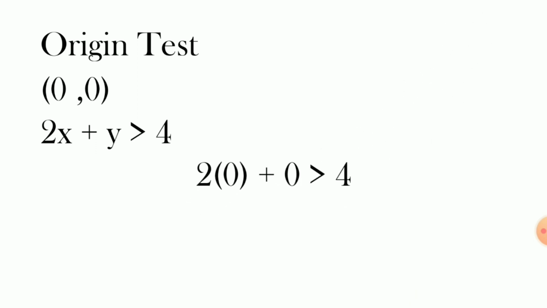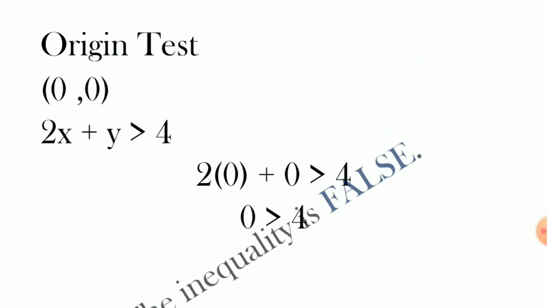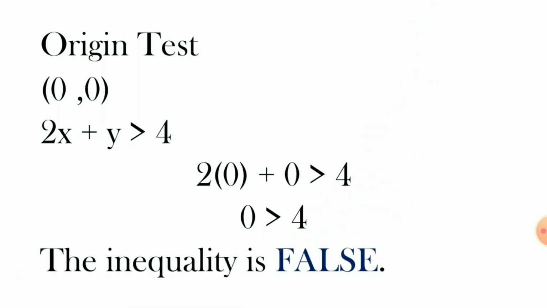Next is to conduct the origin test. So we have the ordered pair (0, 0) and the inequality 2x + y > 4. Then that is now 2 times 0 plus 0 is greater than 4. 0 is greater than 4. The inequality is false. Since the inequality is false, shade the area where the origin is not contained.